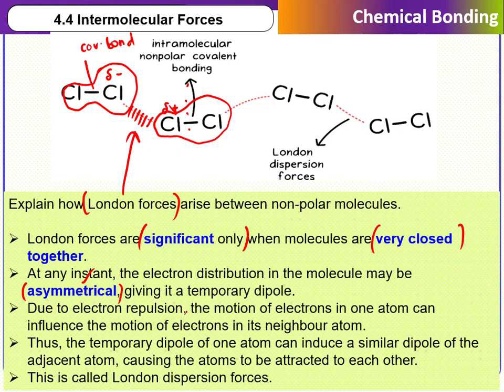Due to the electron repulsion just now, the motion of electrons in one atom can influence or induce the motion of the electrons of its neighbor atom. Thus, the temporary dipole of one atom can induce a similar dipole in the adjacent atom. So, dia bolehlah mempengaruhi dipole yang sama pada atom yang bersebelahan, causing the atoms to be attracted to each other. This is called the London dispersion forces.